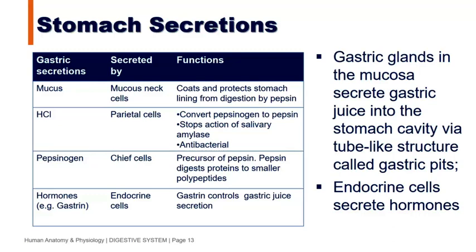And then you have hydrochloric acid inside your stomach secreted by parietal cells, which converts pepsinogen to pepsin, stops the action of the salivary amylase, and it is antibacterial. Next, you have pepsinogen secreted by the chief cells, precursor of pepsin, and pepsin digests proteins to smaller polypeptides. Hormones, an example would be gastrin, secreted by the endocrine cells. Gastrin controls gastric juice secretion.